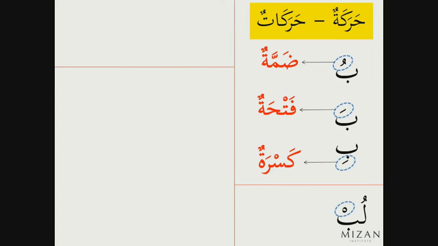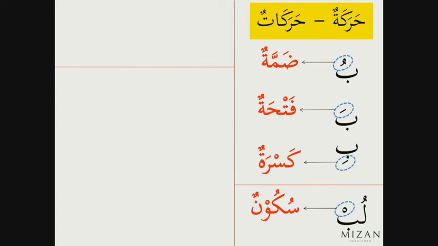Why do you say movement? Because the sound moves. It doesn't stay in your mouth. It comes out: bu, ba, bi. As opposed to stopping in your mouth, like the last one. Where does the sound go? Say it. Lub. Can you see the sound didn't come out? The sound just stopped in your mouth. Lub. So what do you call that circle? You call that sukoon.